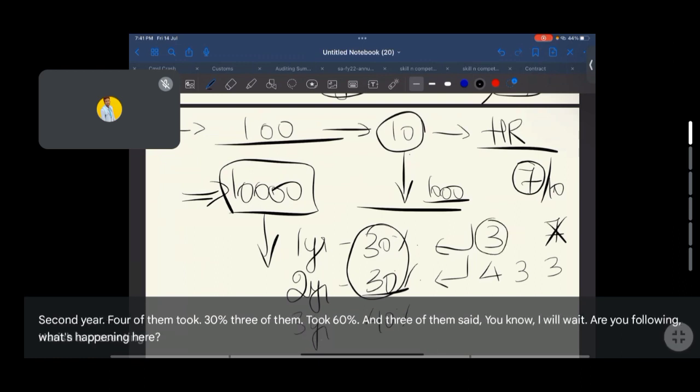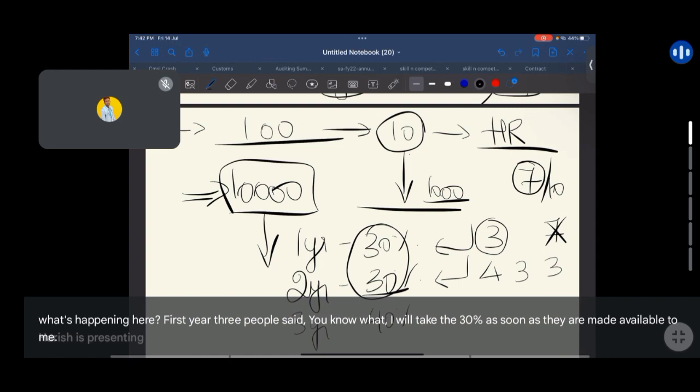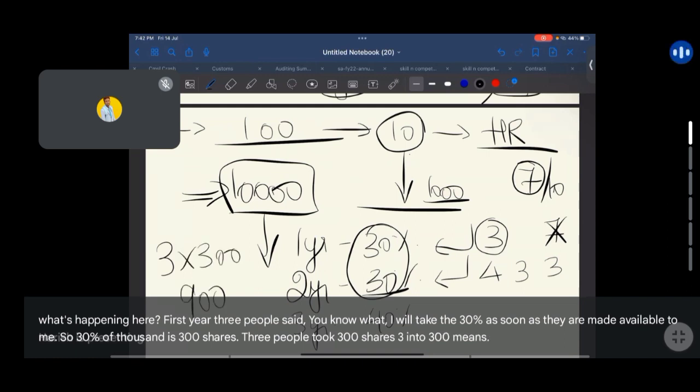Yes, sir. First year, 3 people said, I will take the 30% as soon as they are made available to me. So 30% of 1,000 is 300 shares. 3 people took 300 shares. 3 into 300 means 900 shares should be allotted after 1 year.